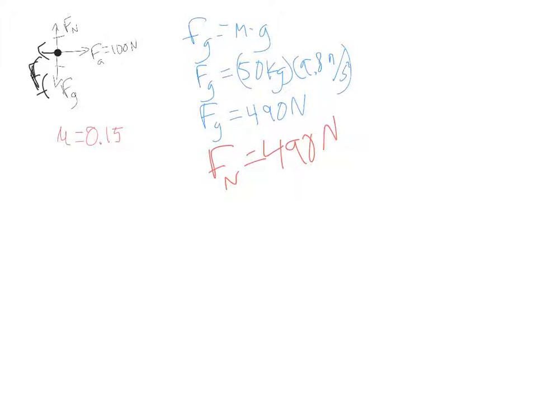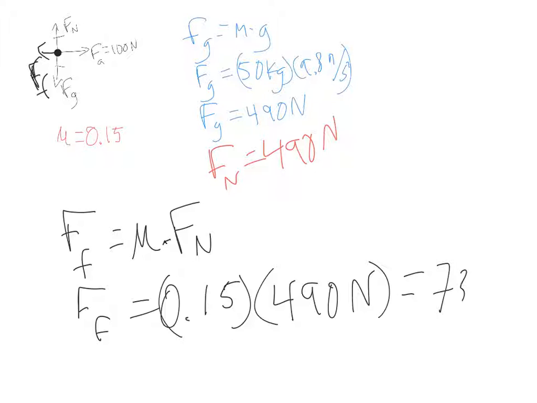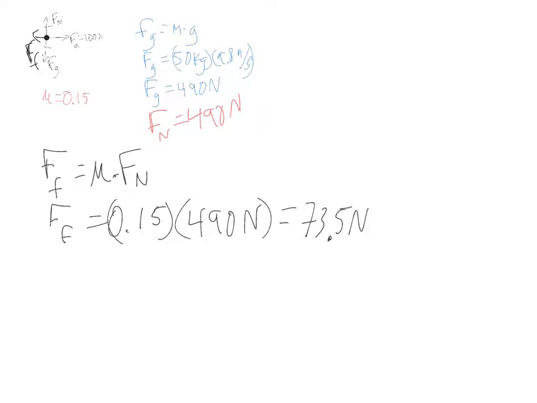We find the force of friction by doing mu times the normal force. That's how we calculate the force of friction. Friction depends on the coefficient of friction, how rough the surfaces are, and how hard they're pushed together. So mu is 0.15. We multiply that by the normal force, which is 490 newtons. We're going to get a value of 73.5 newtons for the force of friction.